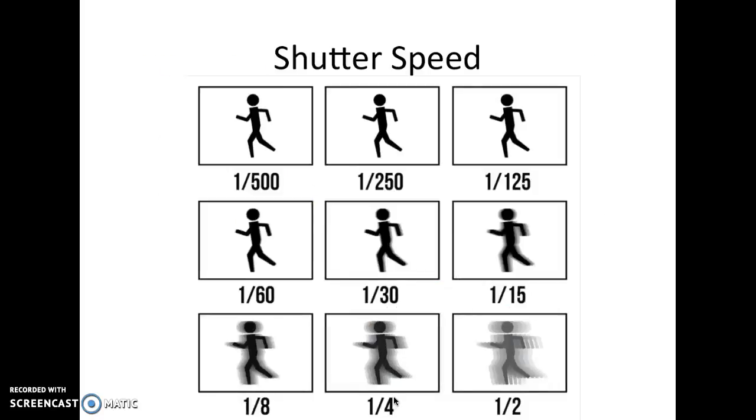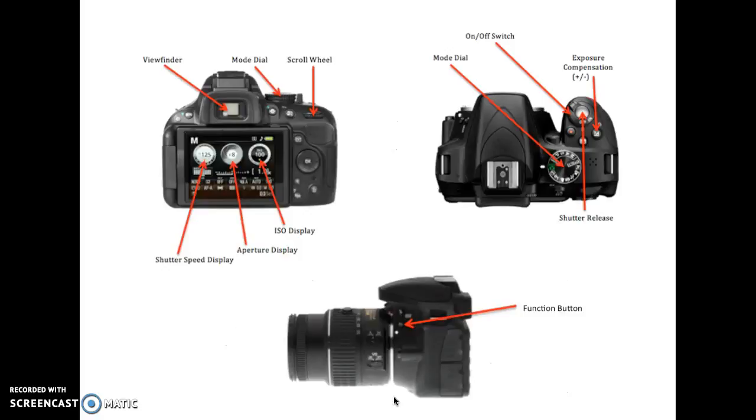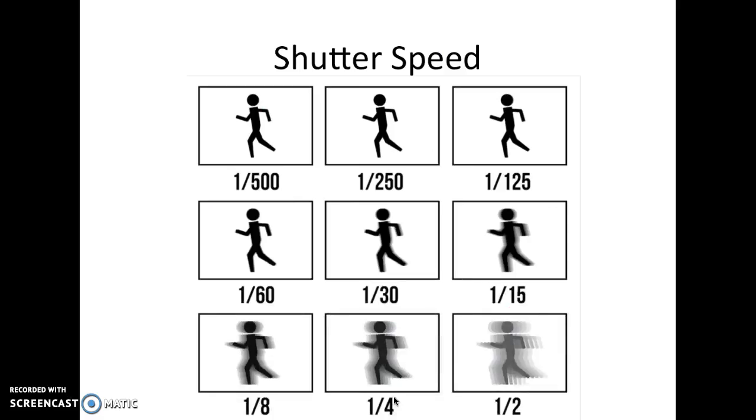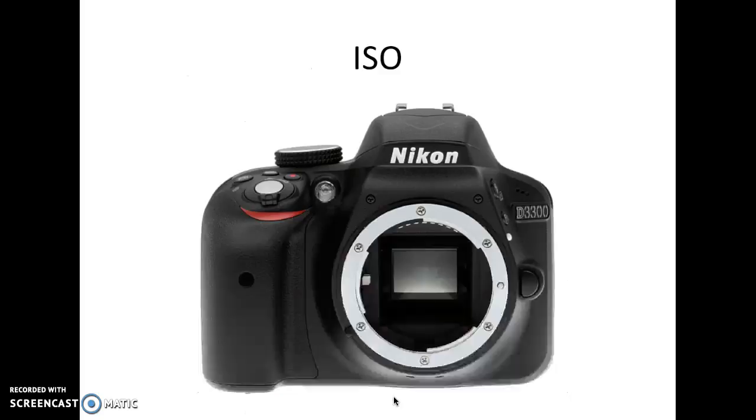Manual mode controls three distinct settings, which can be changed independently from each other to alter the amount of light that will eventually reach the sensor and form an image. They are shutter speed, aperture, and ISO.